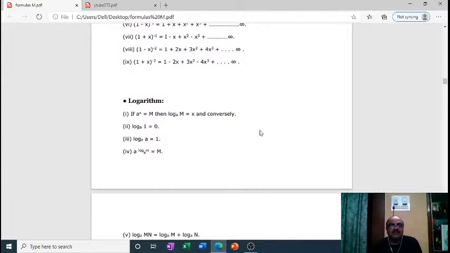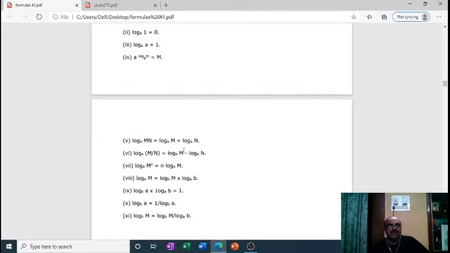Going into logarithms, if a^x = m, then log m to base a equals x. Log 1 to base a is equal to 0. Log a to base a equals 1. If the base and the value are one and the same, then it is equal to 1. a^(log m to base a) is equal to m.